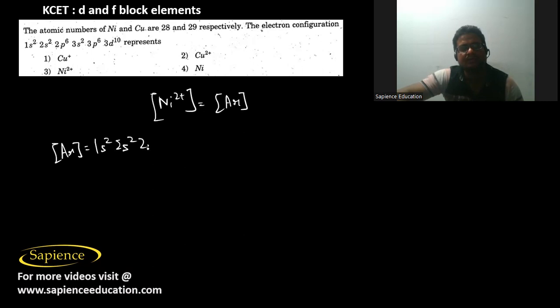Then it is told that the atomic numbers of nickel and copper are 28 and 29 respectively. So the atomic number of nickel is 28. The electronic configuration for Ni2 plus will be argon, since the electronic configuration for argon is 1s2, 2s2, 2p6, 3s2, 3p6. So Ni2 plus is argon.